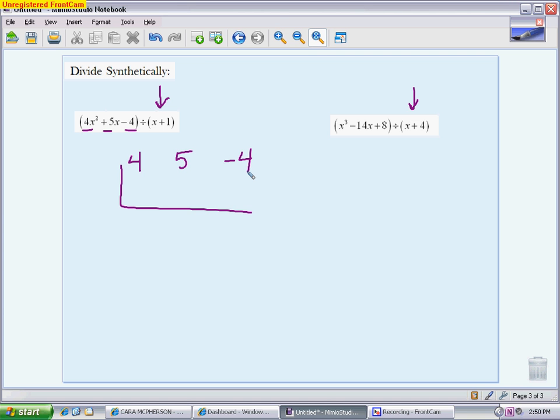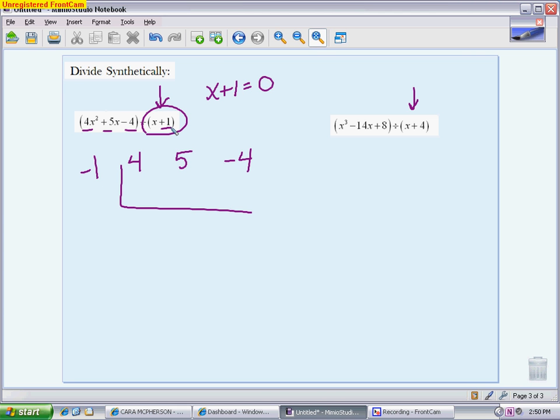What goes outside of the box is actually the 0 of what you're dividing by. So you don't want to put 1 outside the box. You want to figure out what makes x plus 1 equal to 0, and that would be negative 1. So the 0 goes outside the box, not the actual number that you see there. It's actually the opposite of it.